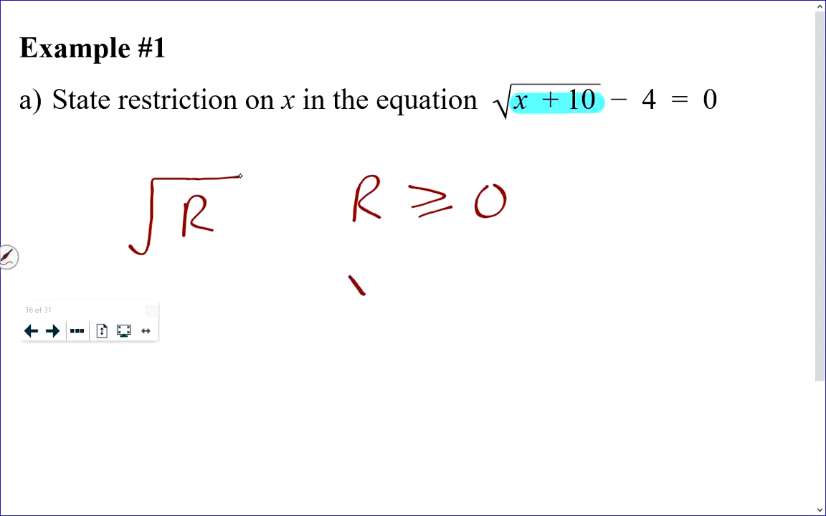And that means that x plus 10 is not allowed to be negative, and we don't write what it's not allowed to be, we write what it is allowed to be. It must be greater than or equal to 0. x plus 10 cannot be negative. Well, we don't walk around talking about x plus 10. What we would like to do is make a decision about x.